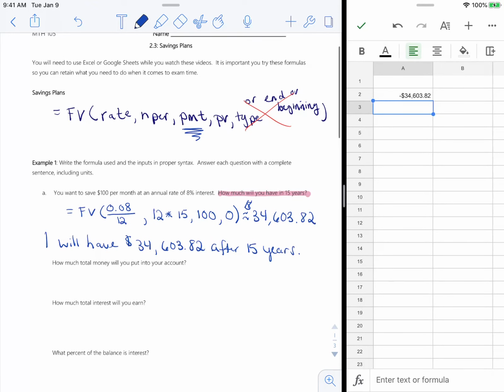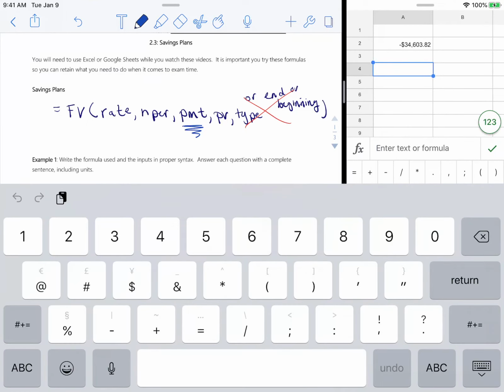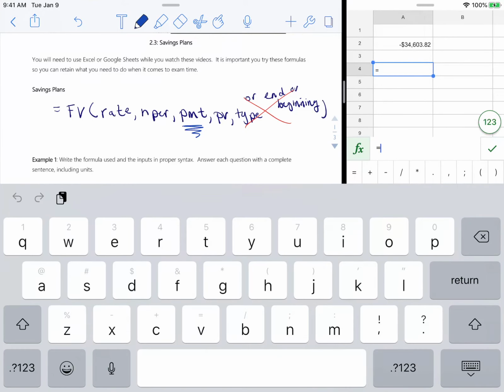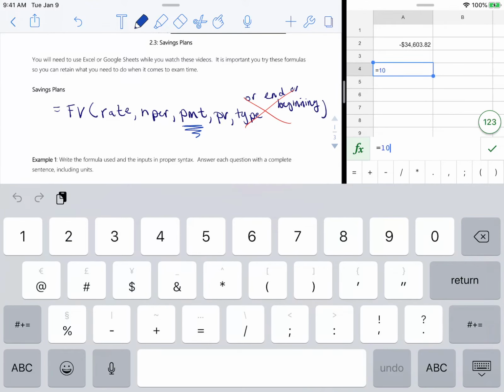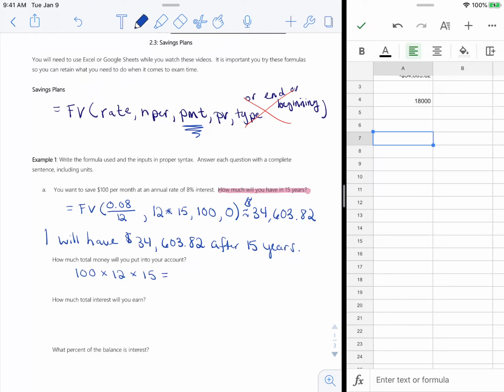Okay. How much money total did you actually put into the account? Well, every month you put in $100. You did it every month for 15 years. So you can use your calculator, or the nice thing about Google Sheets is it's also a calculator. So I just put in equals 100 times 12 times 15. Wow, so I put in 18,000 into this account. And I'm not going to make us write complete sentences for these.